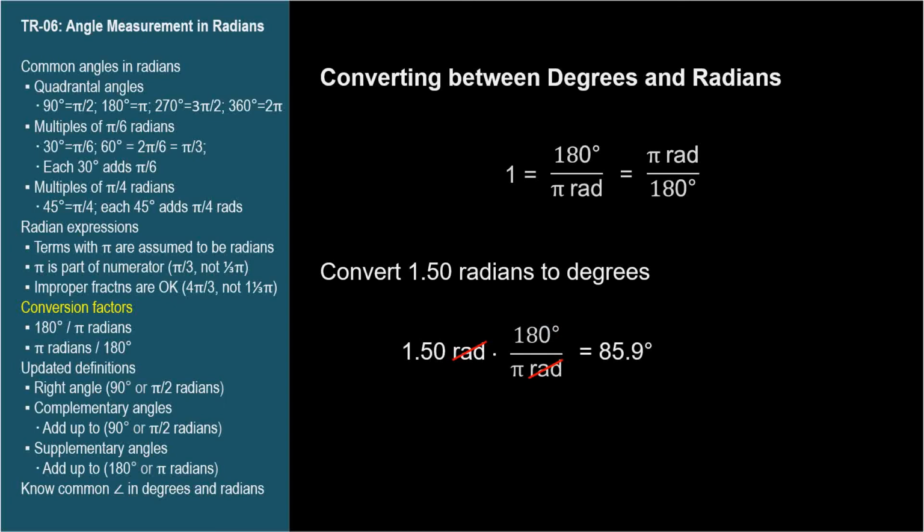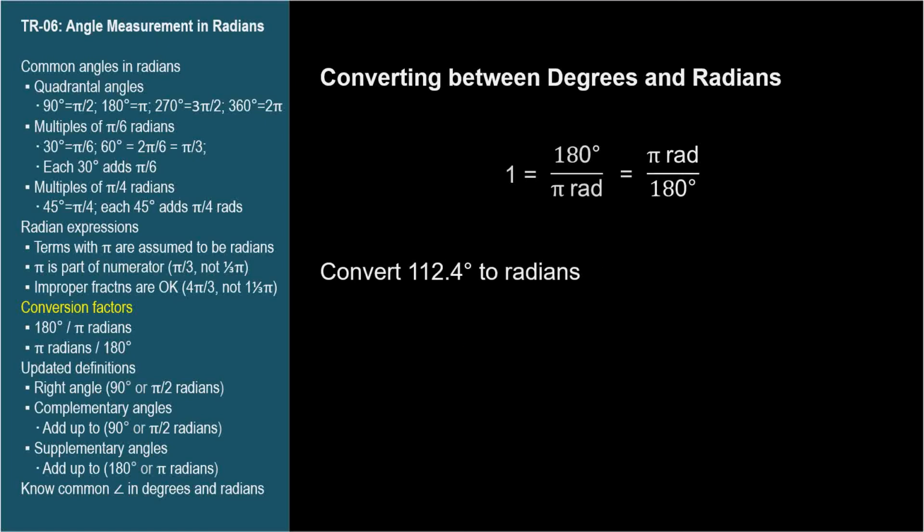Remember that pi is a number, not just a symbol. To convert 112.4 degrees to radians, we multiply by pi radians over 180 degrees and get 1.96 radians. These are easy problems. You know you have the right conversion factor when the units cancel.